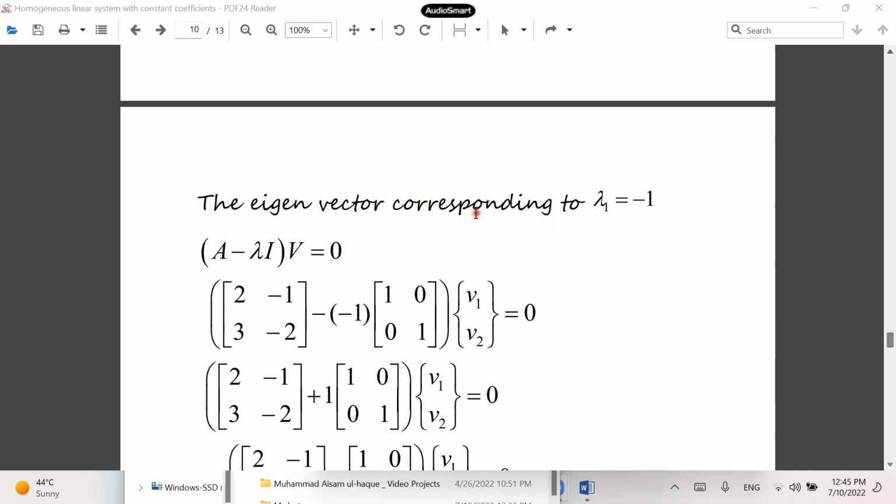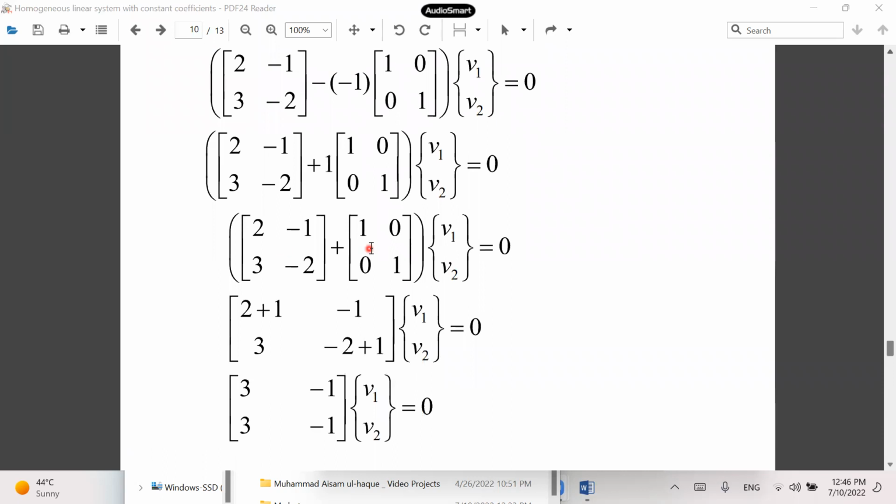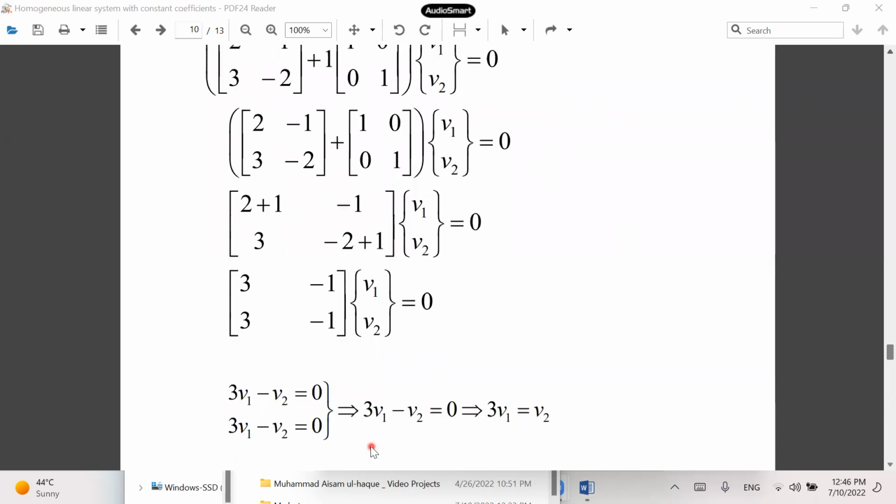So the eigenvector corresponding to lambda 1, that is the first eigenvalue, lambda 1 equals to minus 1. So substitute here lambda equals to minus 1. So it becomes plus, and just multiply them and add them. First we add: 2 plus 1 is 3, minus 1 plus 0 is minus 1, 3 plus 0 is 3, minus 2 plus 1 will be minus 1. Multiply with this v1 and v2.